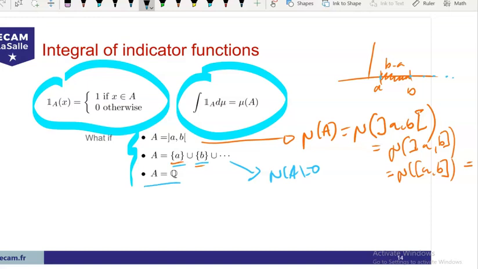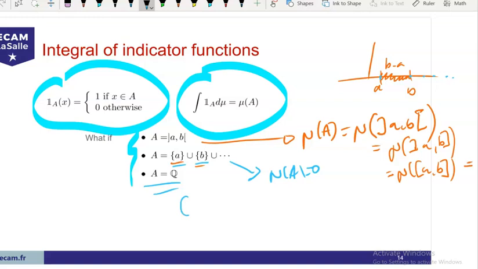Right? And that's one of the very common examples. That was one of the examples that Lebesgue showed to motivate the introduction of his new kind of integration.